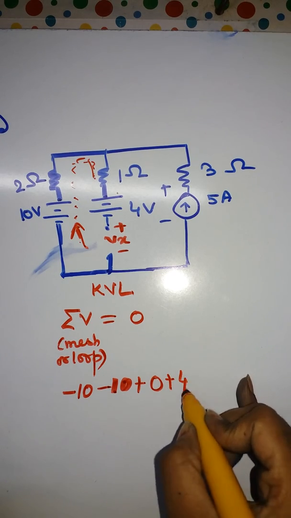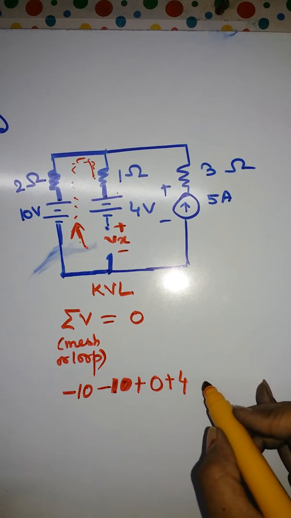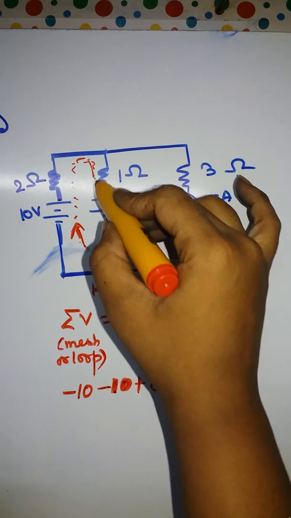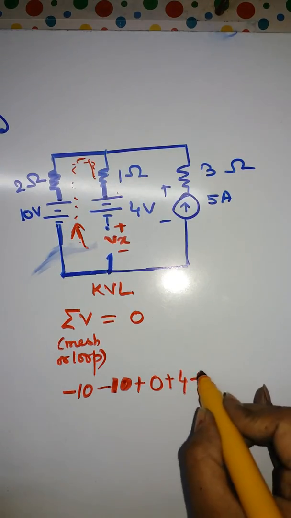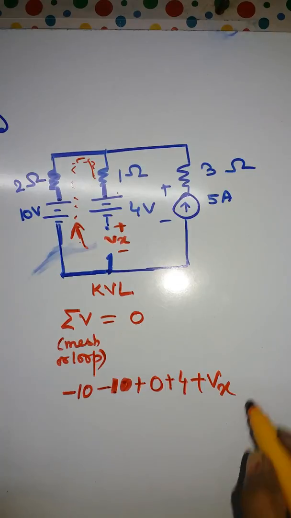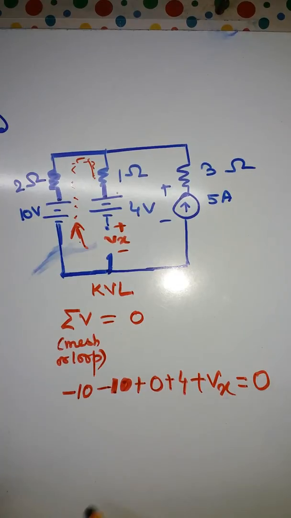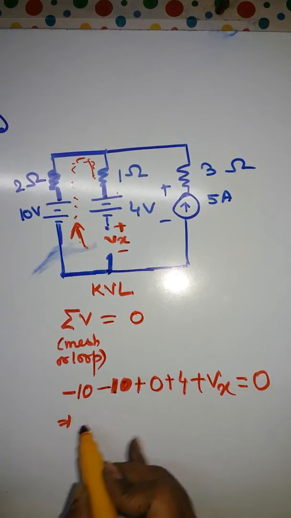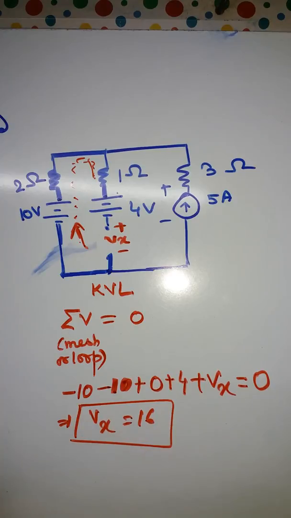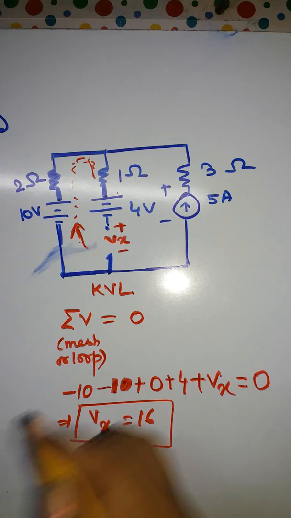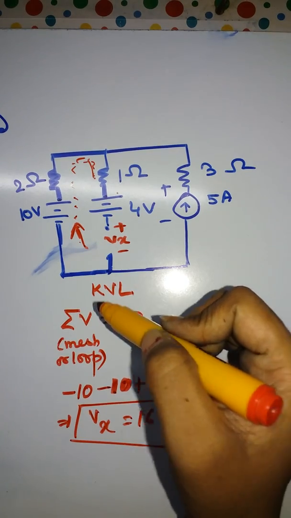So this will be plus 4, and then again from here to Vx, so it will be Vx, and that will be equal to 0. So from here we get V of x is 16. Okay, I hope you have got the concept very clear.